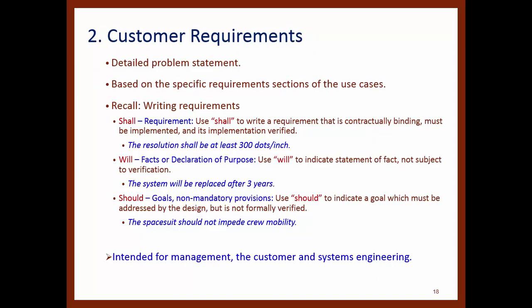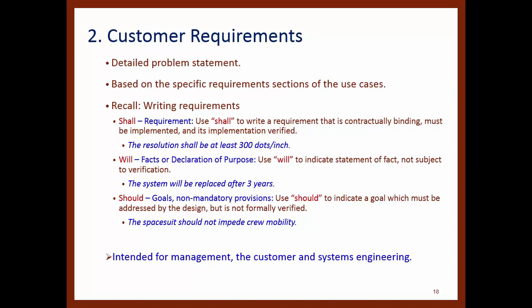Customer requirements: this is a detailed problem statement based on the specific requirements sections of the use case. We're going to talk about the use case later this semester. But recall that when writing the requirements, you have to use one of these three words in each one of the requirements that you state. So, shall requirements: you use shall to write a requirement that is contractually binding, must be implemented, and its implementation is verified.